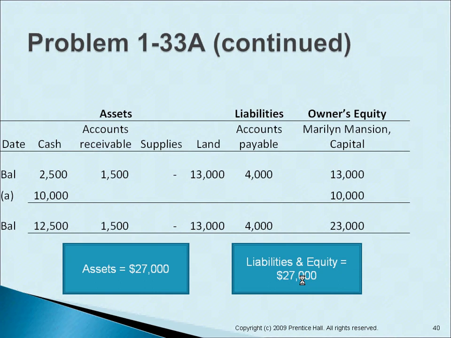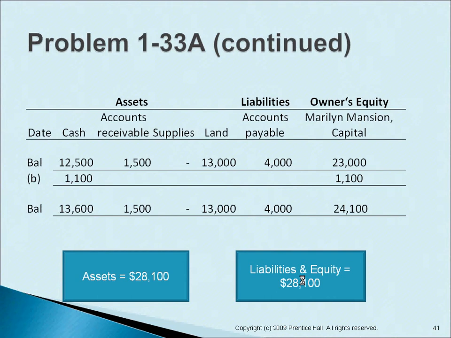Letter B, we performed services for a client and we received cash of $1,100. Okay, so cash is coming in, that'll go up, and Manson's equity will go up because we know that revenue received from a customer represents an increase in equity. So there's transaction B. Cash goes up, equity goes up.